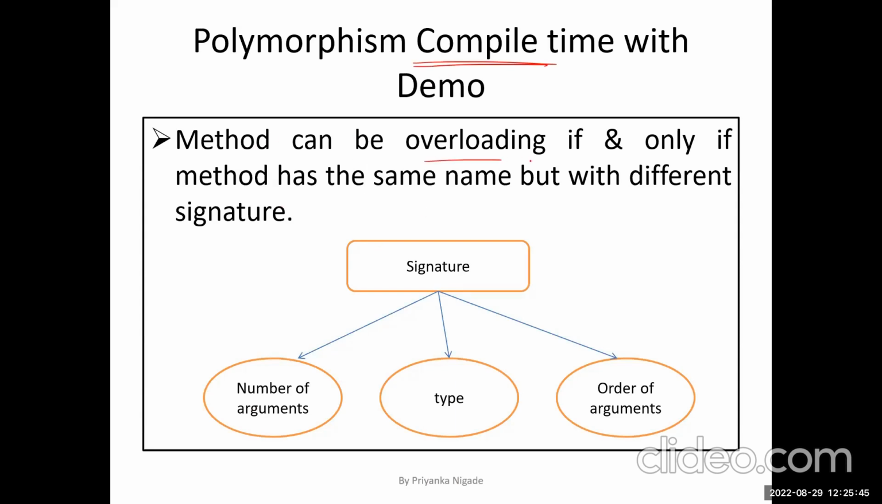See, a method can be overloaded if and only if the method has the same name. Overload कब होगा? Method को same ही name चाहिए, ठीक है? But with some different signature. If you are calling it in the same class, then that concept is called method overloading. So signature क्या है? What is different signature? You can pass different number of arguments, different types, and order of arguments also. Everybody, is the concept clear?